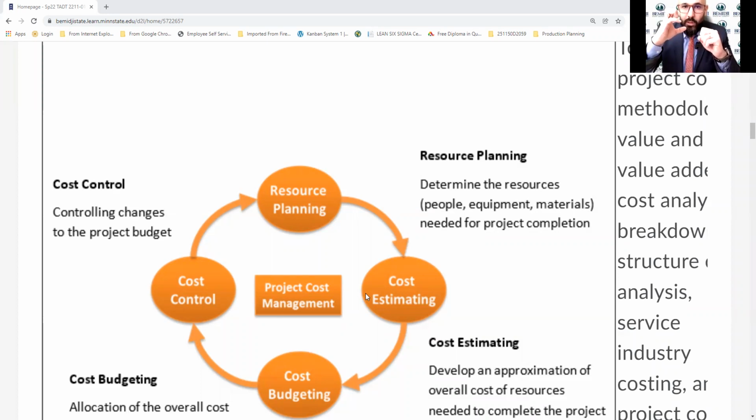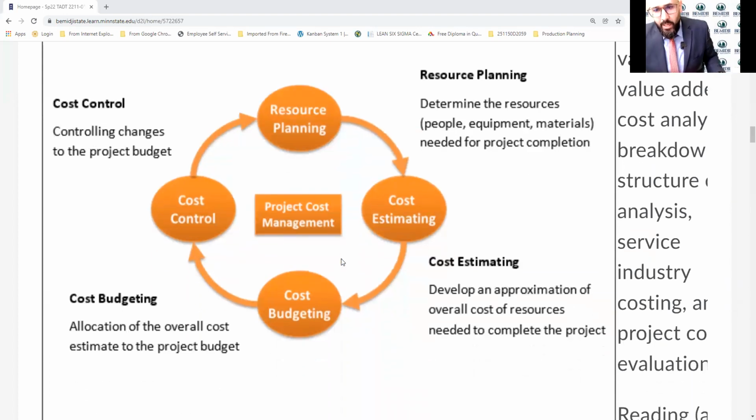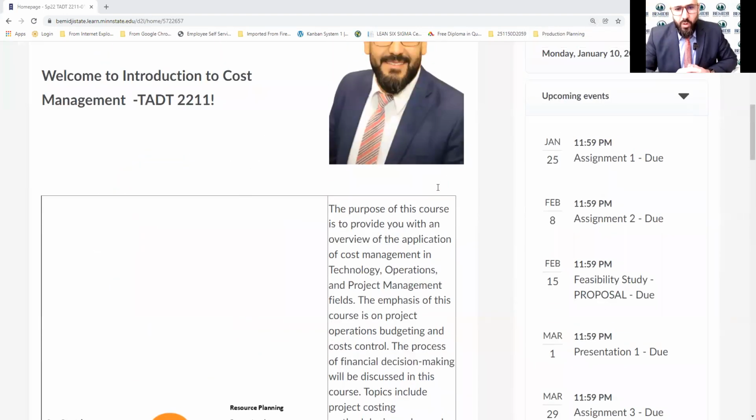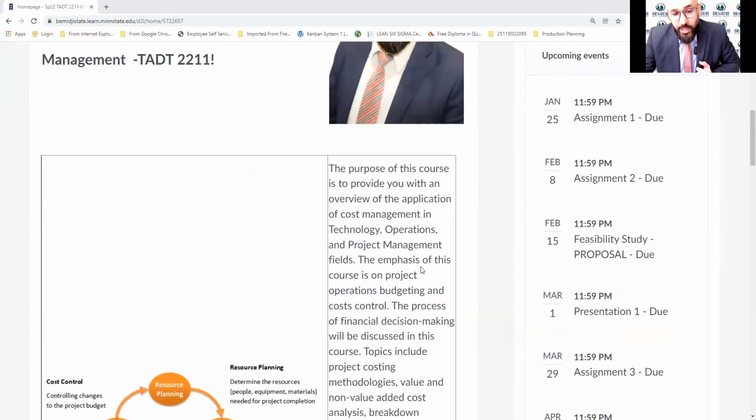For the cost and schedule, this is what we're going to cover here. We're going to monitor and discuss the cost and schedule for a project. The quality of a project is discussed in a different course, not this course. So this course basically will be about an overview of the application of cost management, technology operations, and so on in the project management field. The emphasis of this course is on project operations, budgeting, and cost control.